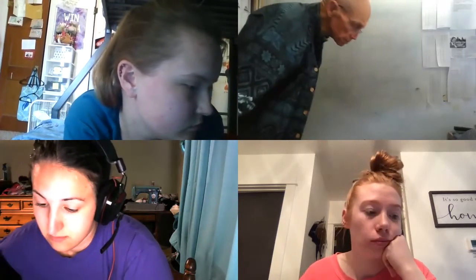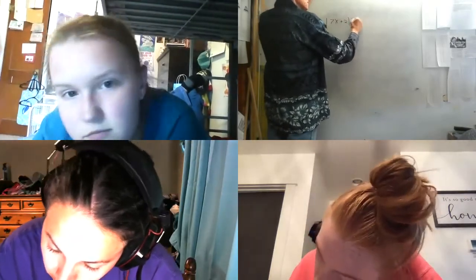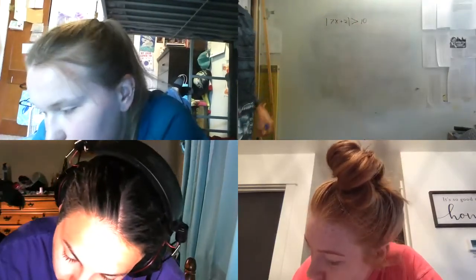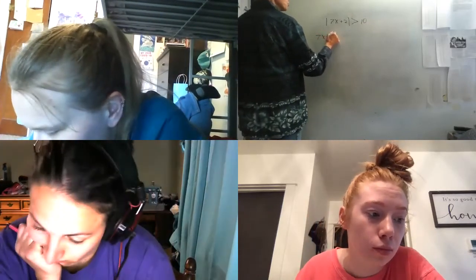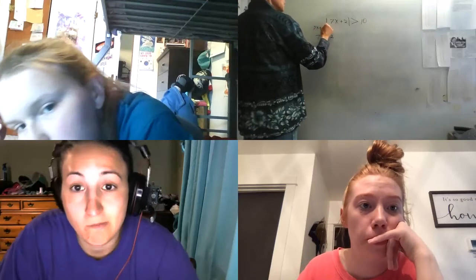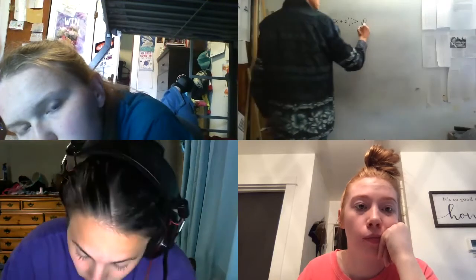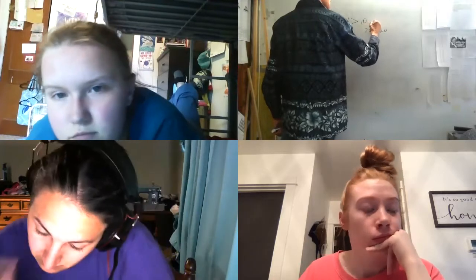Now let's do another one. The absolute value of 7x plus 2 is greater than 10. Now we have to do the two-case thing. So we've got 7x plus 2 less than 0. This is the case. And 7x plus 2 greater than or equal to 0. This is the case.